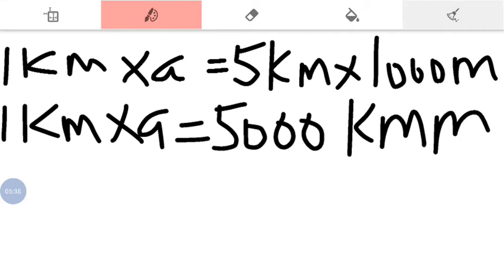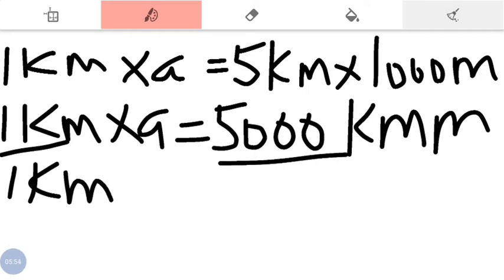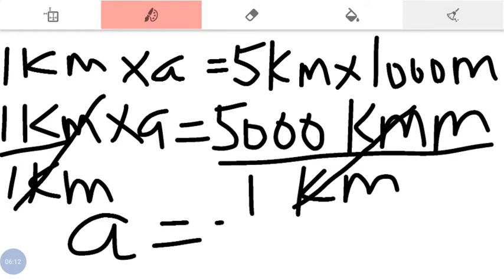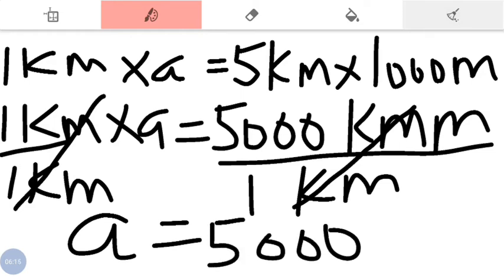Now the next thing is to divide both sides by 1 kilometer. We are dividing both sides by 1 kilometer because we want our A to be alone. That is the only way we can find our answer. Divide both sides by 1 kilometer. You divide your 1 kilometer up with the 1 kilometer down. Then here also the kilometers cancel. So we have A equals 5,000 meters. That is our final answer.